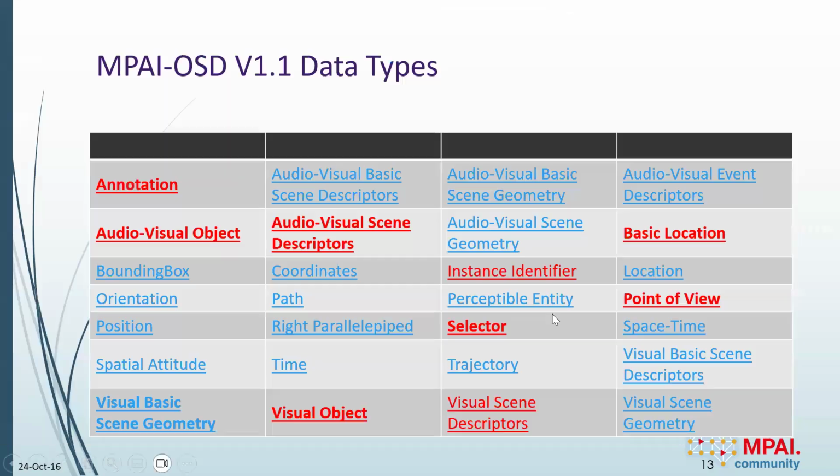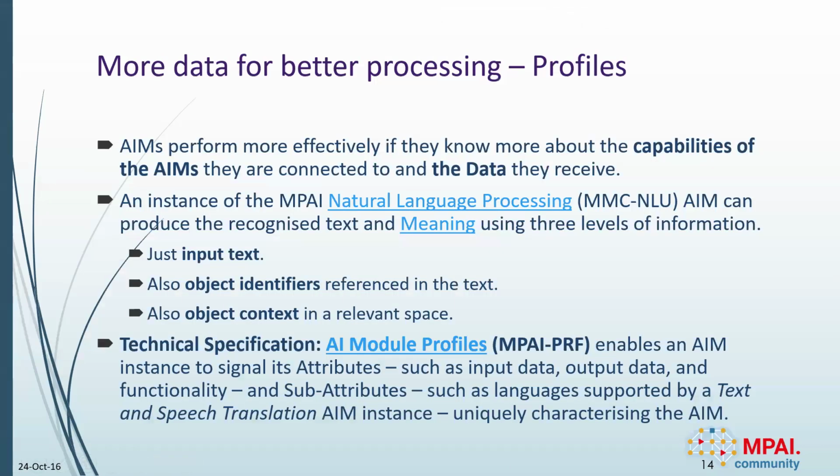So let me go back, and so then we have the visual scene descriptors. Again, it would be another complicated talk, but you find everything, and you have our page for each of these data types. So here I will say something more about the notion of helping AI modules to do a better job. An AIM can do a better job if it knows more about the capabilities of the AIMs it is connected to and the data it receives.